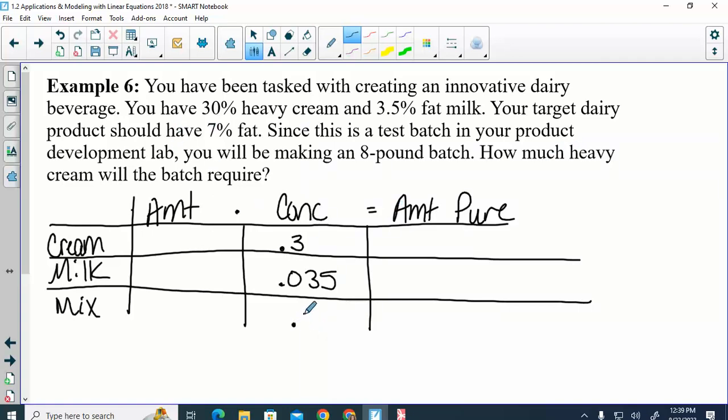Wait, what is this? You will be making an 8-pound batch. Where does that go? Okay, so how am I going to get those other things? Do I know how much cream? No. So if I called that X for a second. I don't want multiple variables, so I don't just want to call the other one Y. But I can't call them both X, can I? Because it didn't say we're mixing the same. Do you have any other ideas?